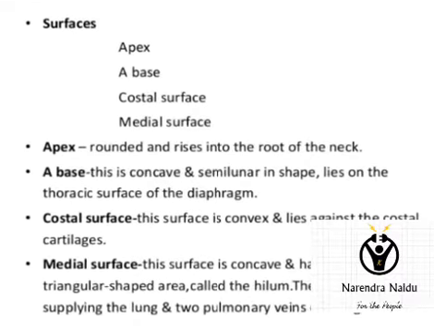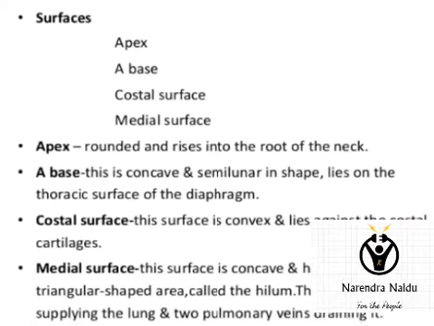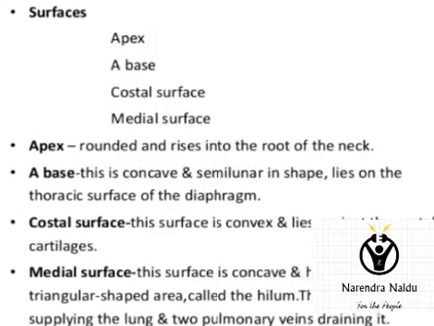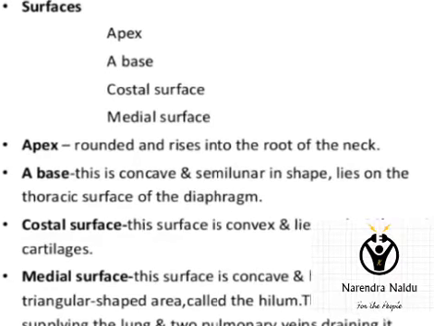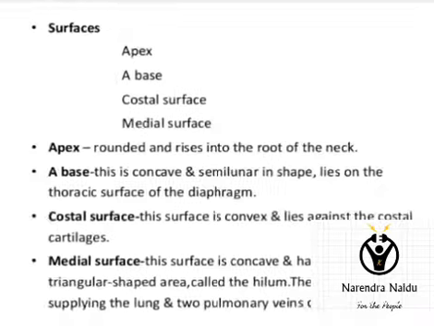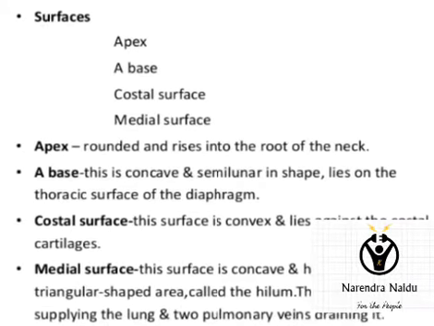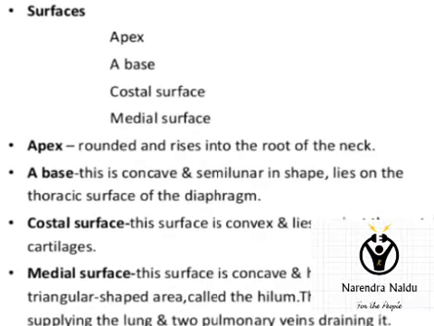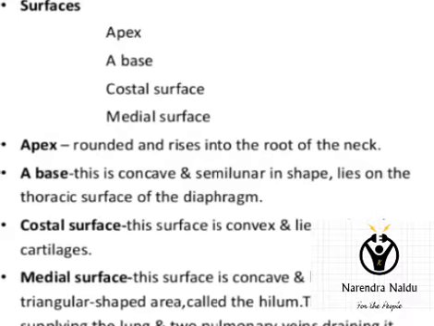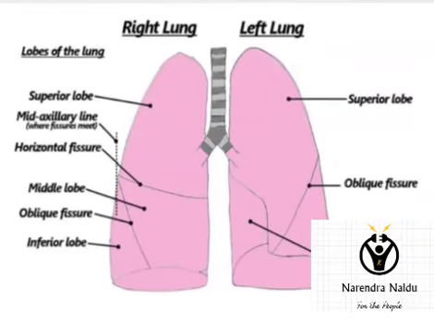The surface of the lungs contains an apex, a base, a costal surface and a medial surface. The apex is a rounded part and it is the root of the neck. The base is concave in shape and lies on the thoracic surface. The costal surface is convex in shape and lies on cartilages. The medial surface is concave in shape and it roughly contains a triangular shaped area.